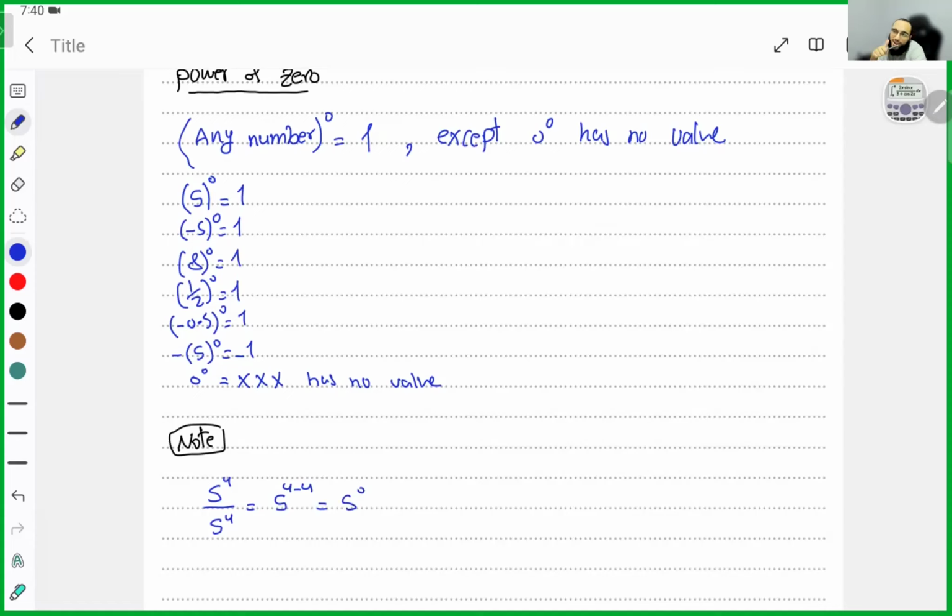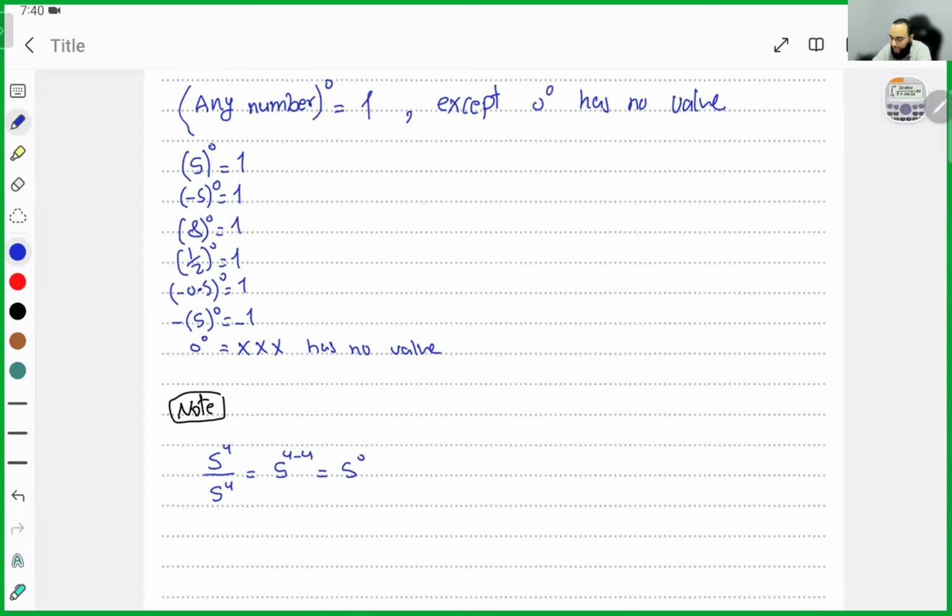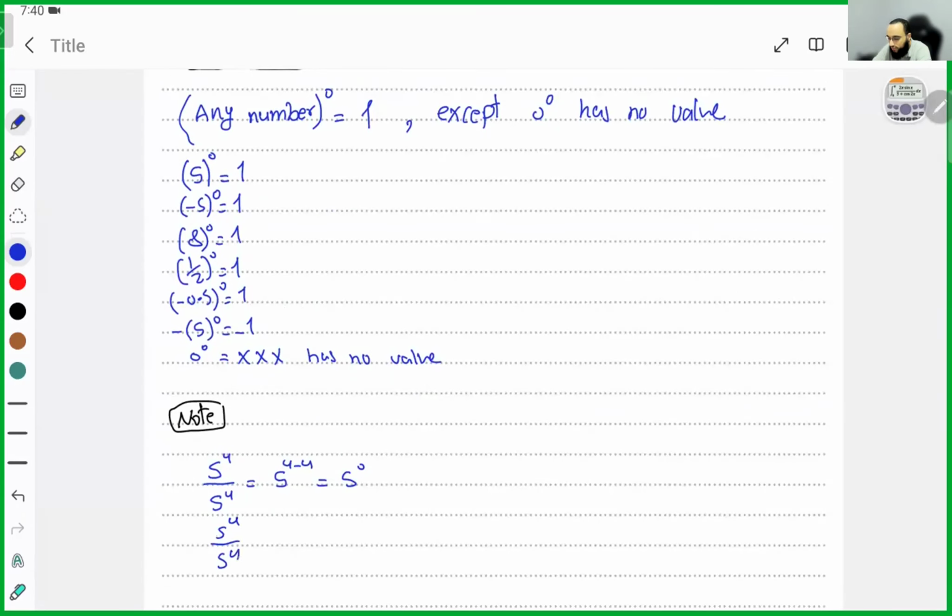Where did I get 5 power of 0 from? From 5 power of 4 over 5 power of 4, which is a number over itself. We studied before that any number over itself equals 1. So 5 power of 4 over 5 power of 4 one time gives me 5 power of 0, and another time gives me 1, because it's a number over itself. Any number divided by itself equals 1. The other way, subtracting the powers, gives 5 power of 0.